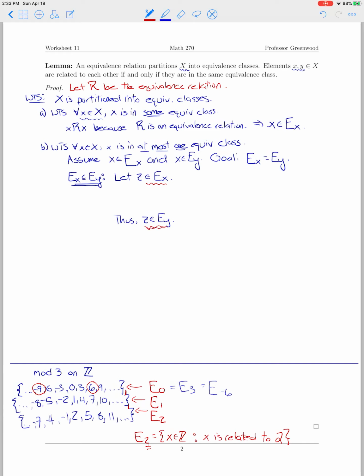And so in other words, I know that if z is in E sub x, that's the same as saying that z is related to x by definition. And I know then that my goal for showing that z is inside E sub y is to say that z is related to y.